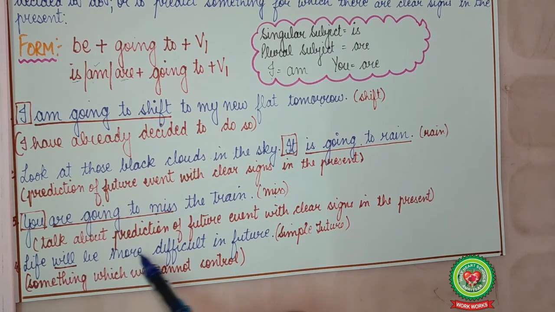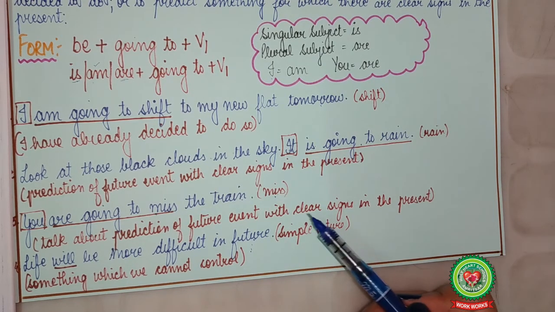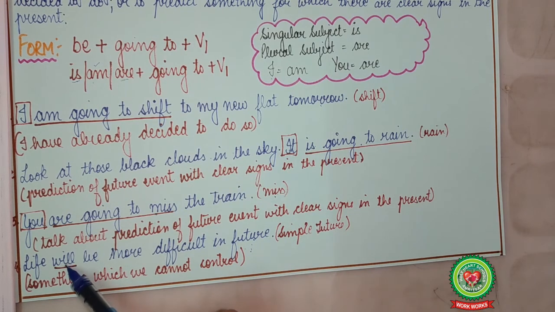Life dash be more difficult in future. Now here in the sentence, we talk about the things in future which we cannot control. So we will use will as the subject is life. So the answer is life will be more difficult in future.